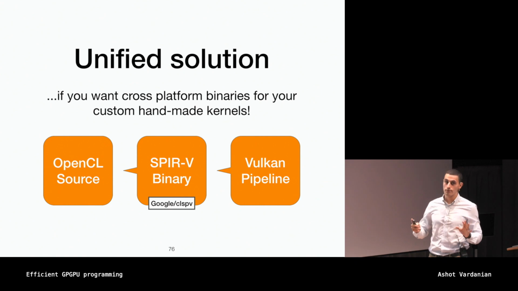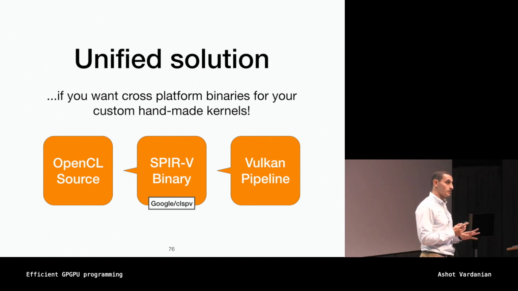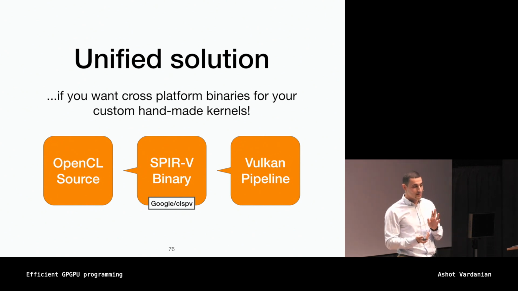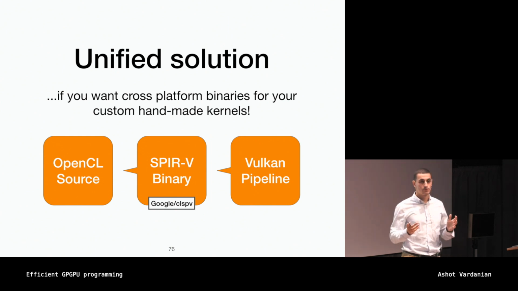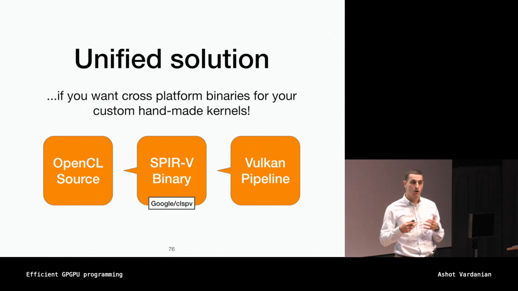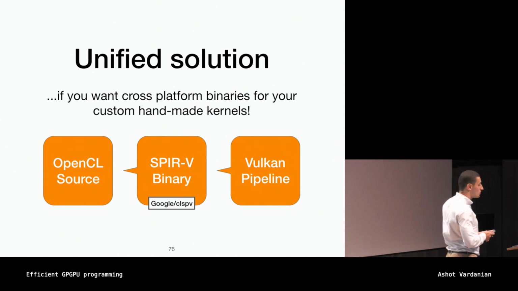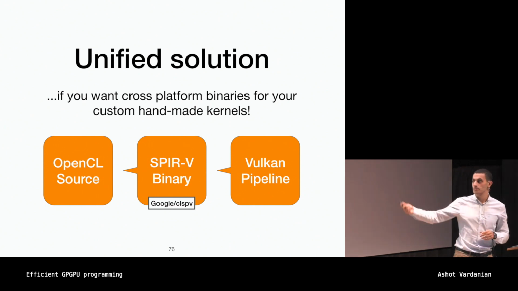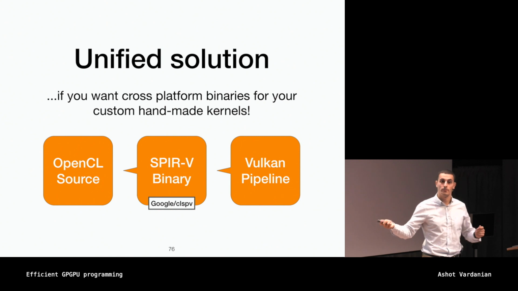Let's get to the 4 recipes that I've promised you in the very beginning. And we'll start with a unified solution, something very hybrid in its nature. So maybe some of you want to run the same binary on all kinds of devices. Maybe you want the SPIRV format. In this case, you should probably use OpenCL as your go-to language to describe your kernels, and then you should use the compiler open sourced by Google, CLSPV, that lets you transform OpenCL into SPIRV format.